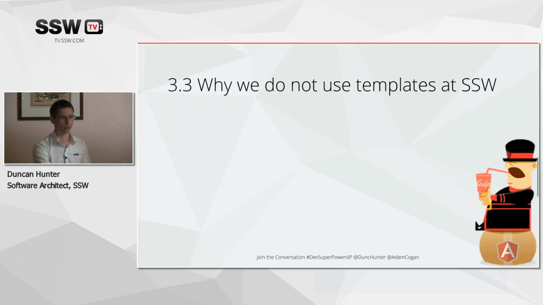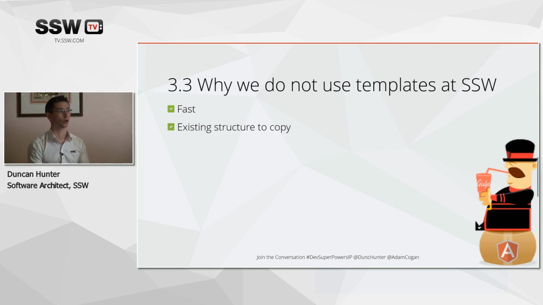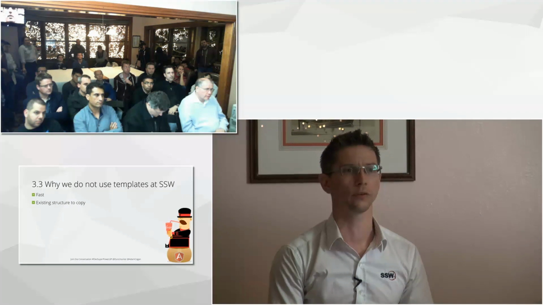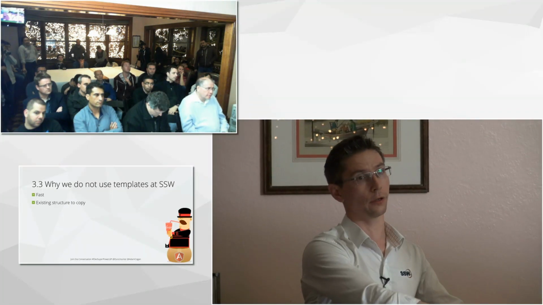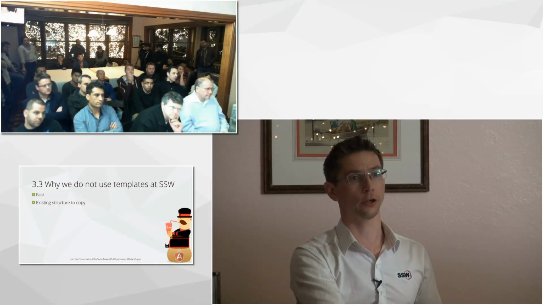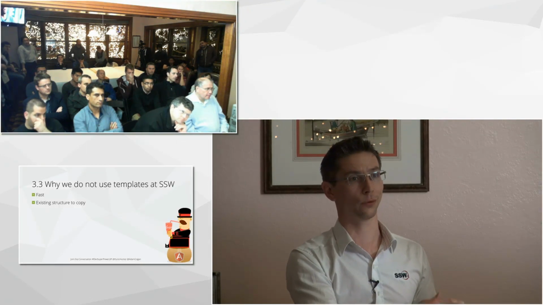We don't tend to use templates so much anymore at SSW. Even though they can be great, they can be fast. You can get a lot of existing structure to copy. So who's seen John Papper's Hot Towel template? Only a couple of people. It's something we've used a couple of times. He's got one for ASP.NET MVC that you can get, and it used to be something you get from NuGet, and it was great.